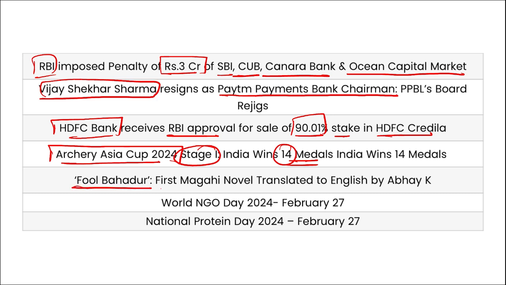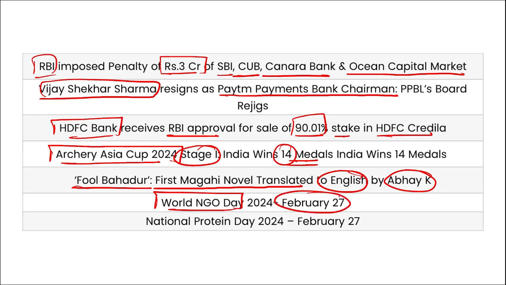Then Fool Bahadur, the first Magahi novel translated to English by Abhay K. World NGO Day observed on 27th of Feb and National Protein Day observed on 27th of Feb. So these were your important current affairs for the day, friends.